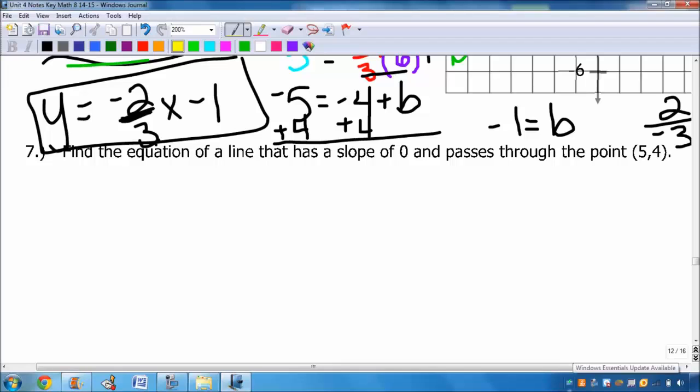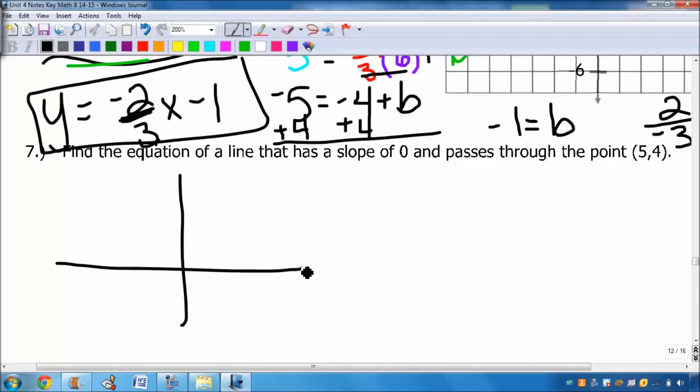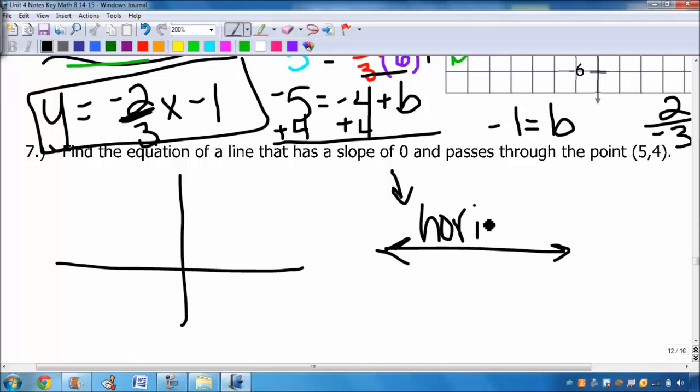Question number 7 says to find the equation of a line that has a slope of 0 and passes through the point 5, 4. This is very tricky, so make sure you guys are watching this, okay? If it has a slope of 0, we have already determined that any type of a line that has a slope of 0 is horizontal. So here you're going to have a horizontal line, okay? And it has to go through the point 5, 4.